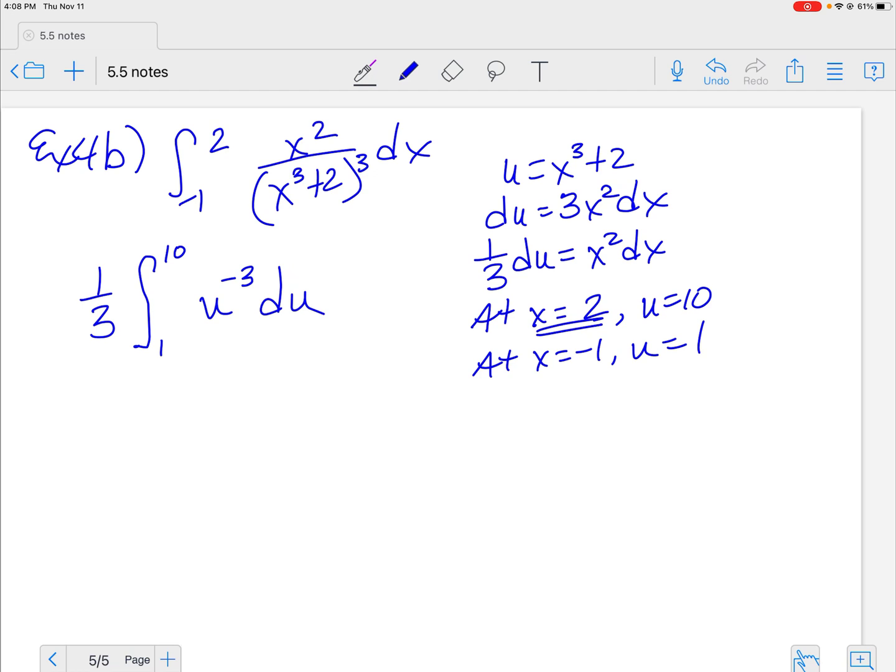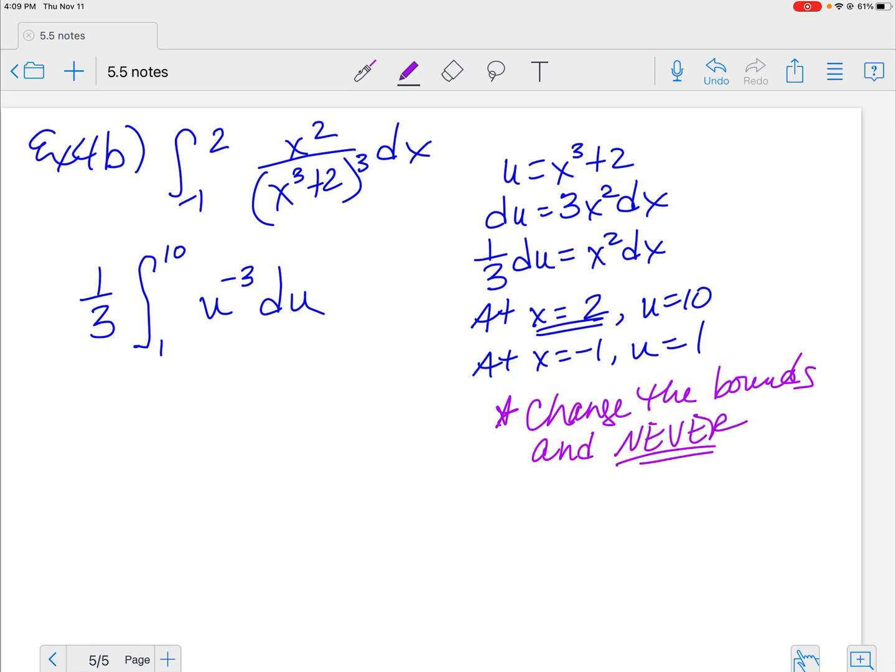All right? Okay. With a definite integral, you never, ever, ever go back to x. Change the bounds, and never go back to x on a definite integral. That's a big deal. Never go back to x with a definite integral. Okay, I'll quit beating that drum here.